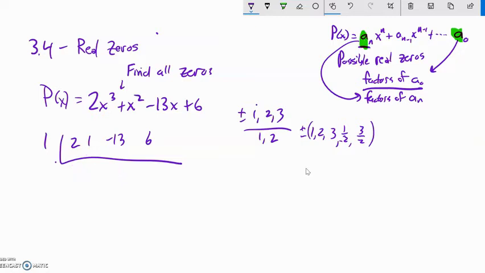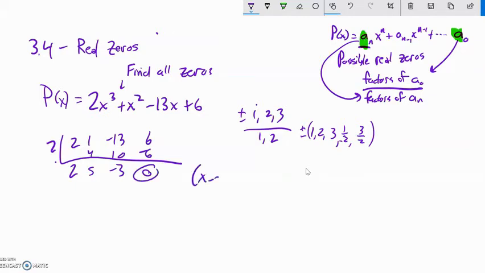So then I could try negative 1 and just keep trying stuff and see what works. I'm going to cheat. I'm going to see if 2 works. I wonder if it works. Bring it down, multiply, add, multiply, add, multiply. Yep, it works. Good. So here's what I did.